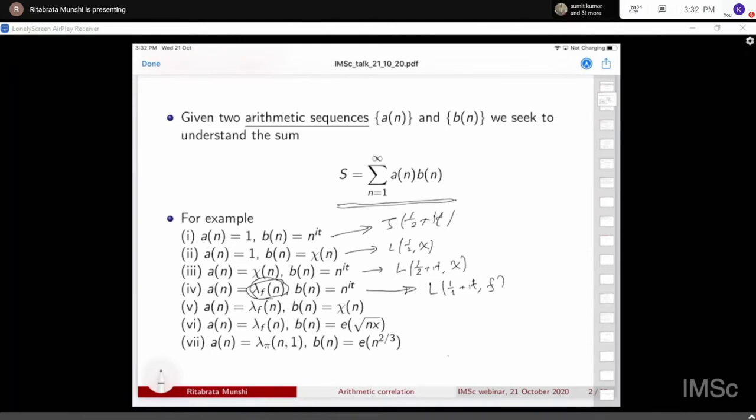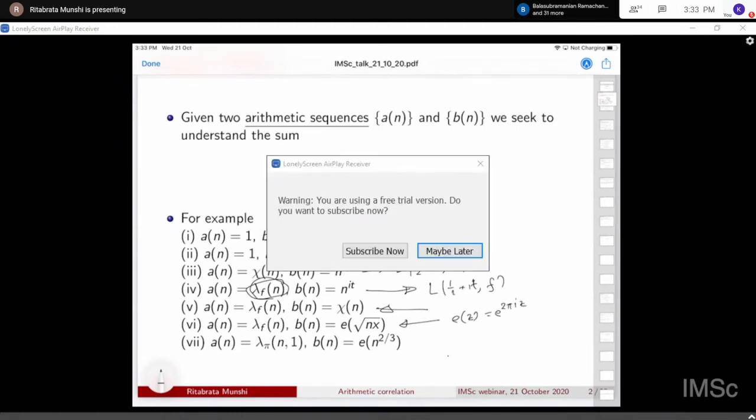Or you can also take b_n to be 1 and a_n to be lambda_f(n), and say you have some level or weight in f and you want to understand the size of the L-function. Then such types of sums appear. And the next one is when you are looking at the twist of a GL2 form. And the sixth one is quite interesting. This type of sums where you have lambda_f(n) e(sqrt(n x)). So here e(z) is as usual e to the power 2 pi i z, right?